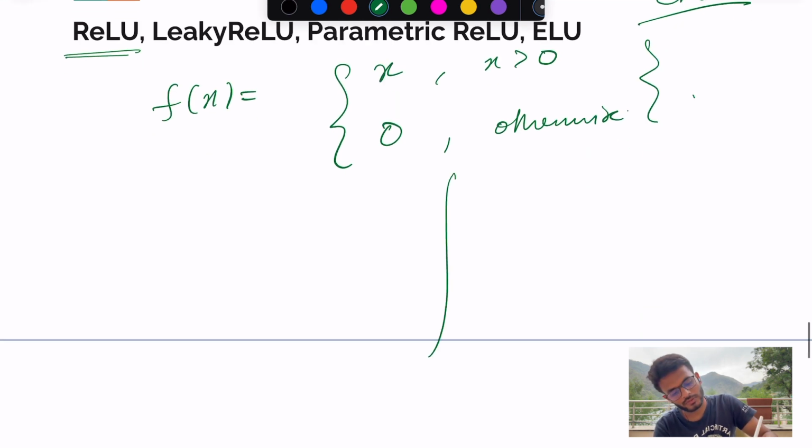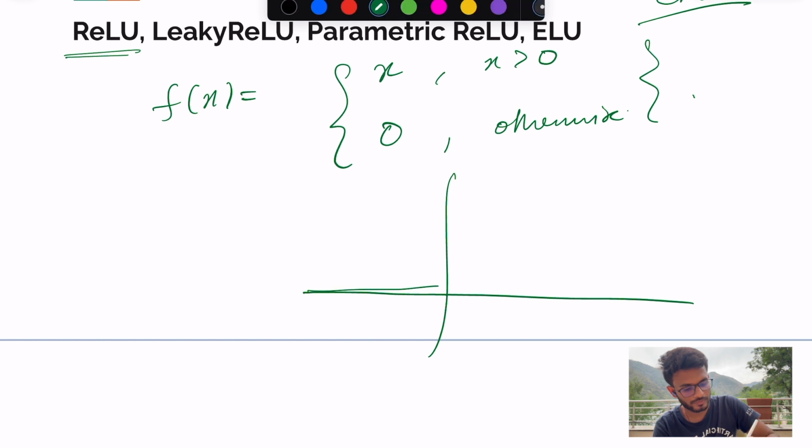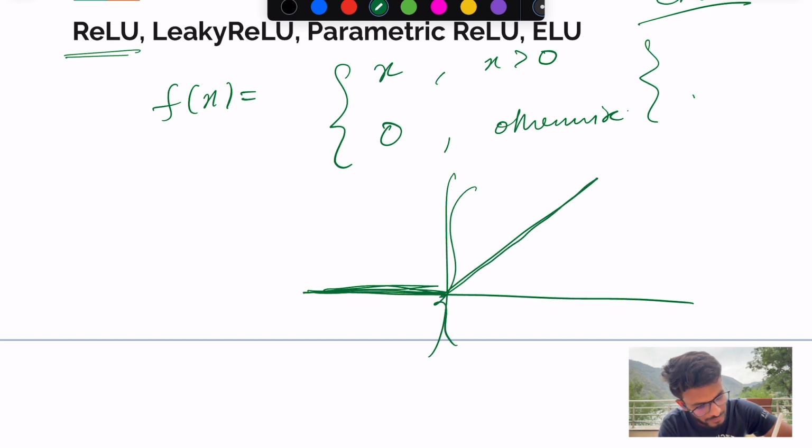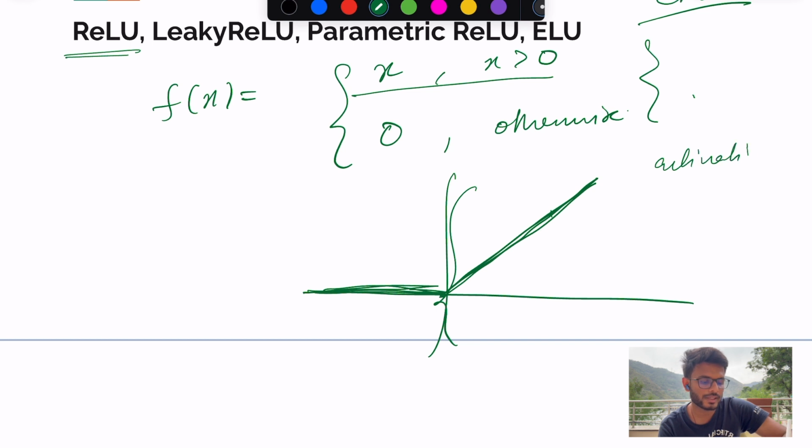Now if you draw the curve of ReLU, for all this section where x is less than 0, it becomes 0. From here it starts increasing. Is this a linear function or a non-linear function? If you see, particularly this part is linear. If I just include this part, it will be a linear function, so it won't be called an activation function, because non-linearity is a required condition for an activation function. So this is how ReLU looks.